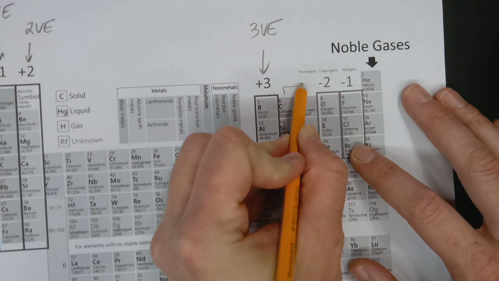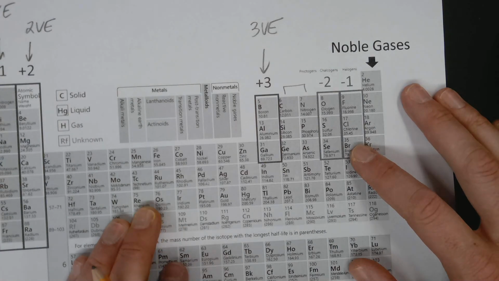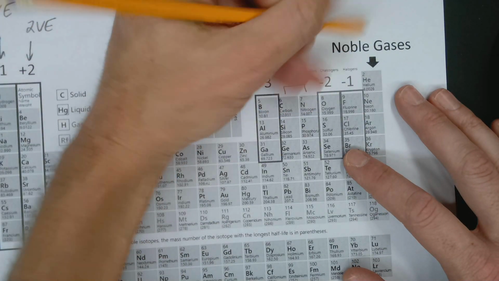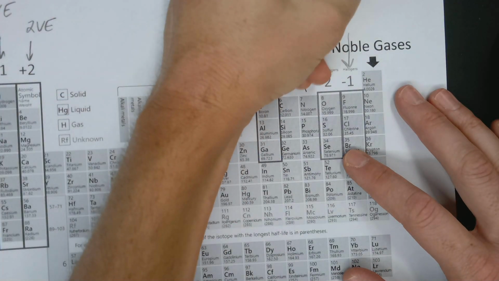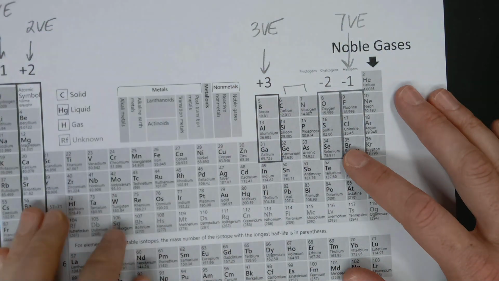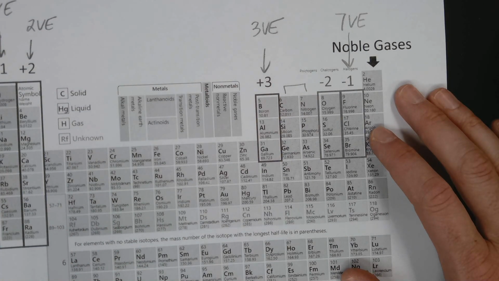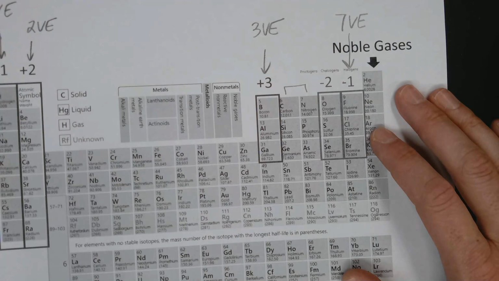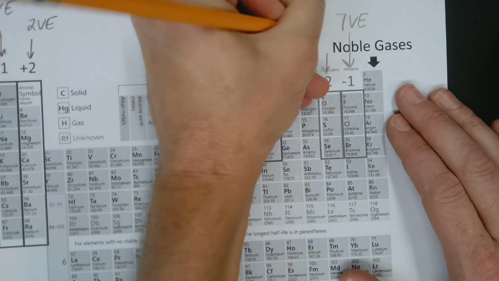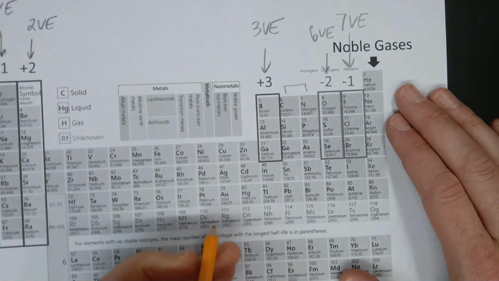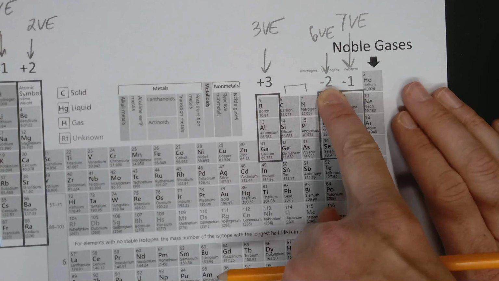Generally speaking, nitrogen or groups 4 and 5 aren't going to form ions. But if we go over here, the 7th column has 7 valence electrons. So these are going to tend to want to gain 1 electron and form -1 charges. Whereas the 6th column has 6 valence electrons, so they're going to want to gain 2 electrons, and then they'll end up with a -2 charge.